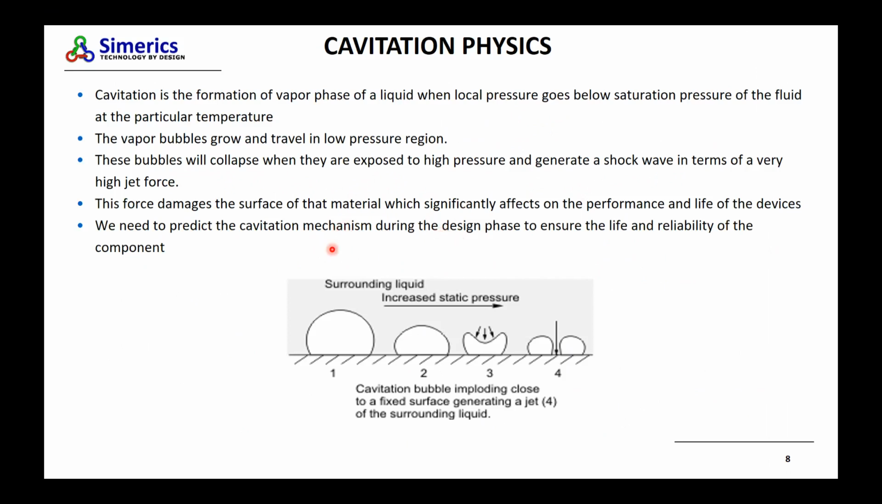So predicting the cavitation mechanism during the design phase could be very useful in ensuring the life and reliability of the component. Here we are showing a picture of how a bubble gets formed at the low pressure zone. As the pressure increases, you'll see a breakup of the bubble and then collapse. And how it collapses can impact how that jet travels and how it impacts your surface.